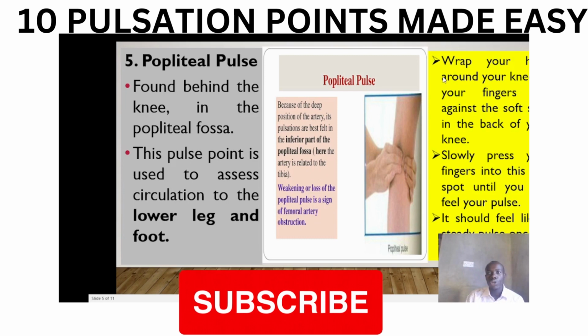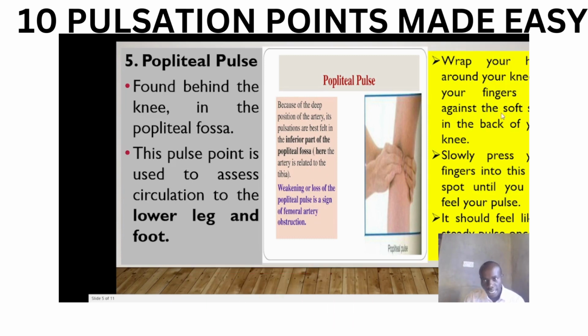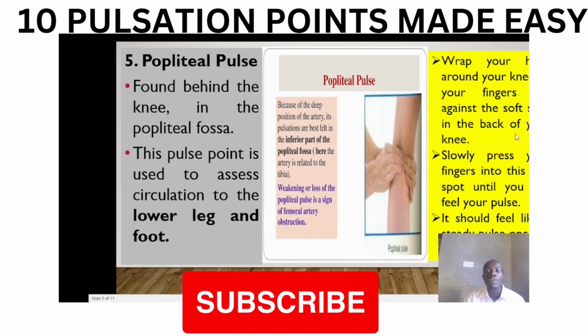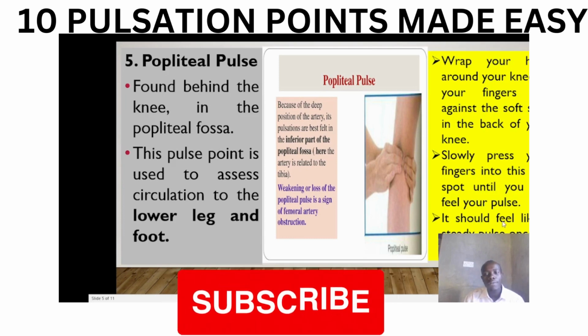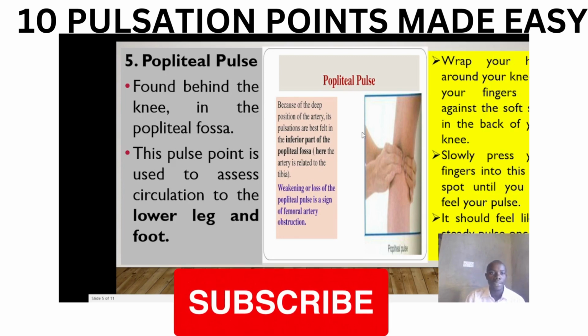So always try to wrap your hand around the knee so that your fingers are against the soft spot in the back of your knee. Slowly press your fingers into this soft spot until you feel the pulse. Okay, it should feel like a thready pulse once or twice per second.